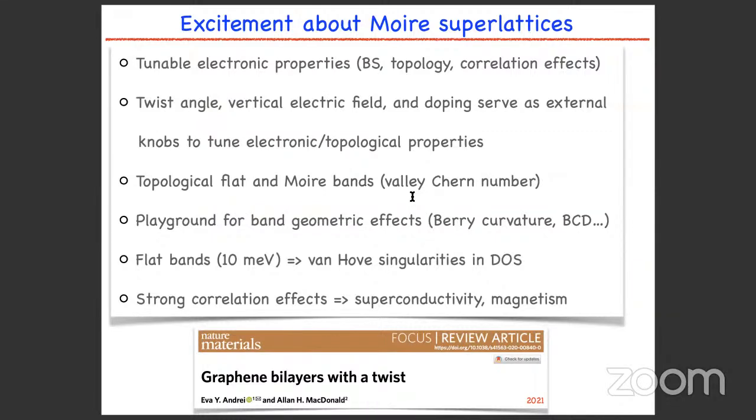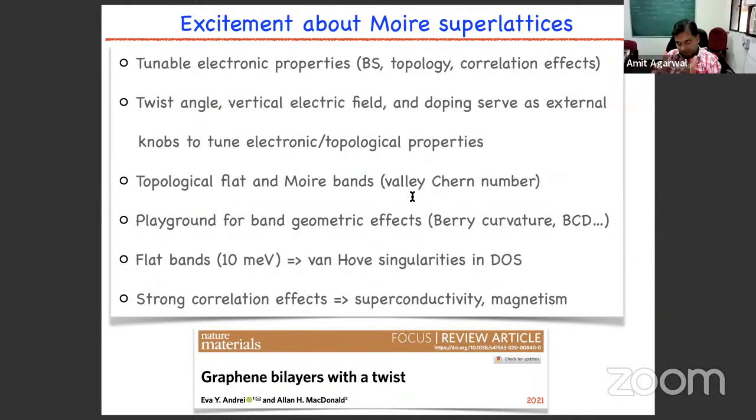Okay. So let's now come back to Moire systems, which are our experimental test bed. Why are these systems exciting? Quick preview: primarily because of tunable electronic properties. You can change the vertical electric field, and you can change the band structure and topology; I'll show an example. Since a lot of these materials come with flat bands, you can also change correlation effects. So twist angle, vertical electric field, and doping, which you can control in dual gated devices, can serve as knobs for tuning electronic or topological properties.